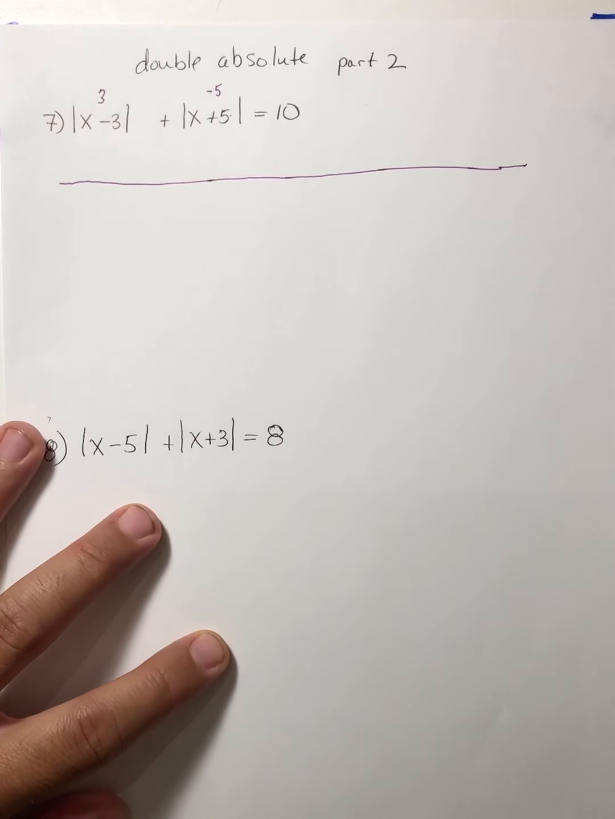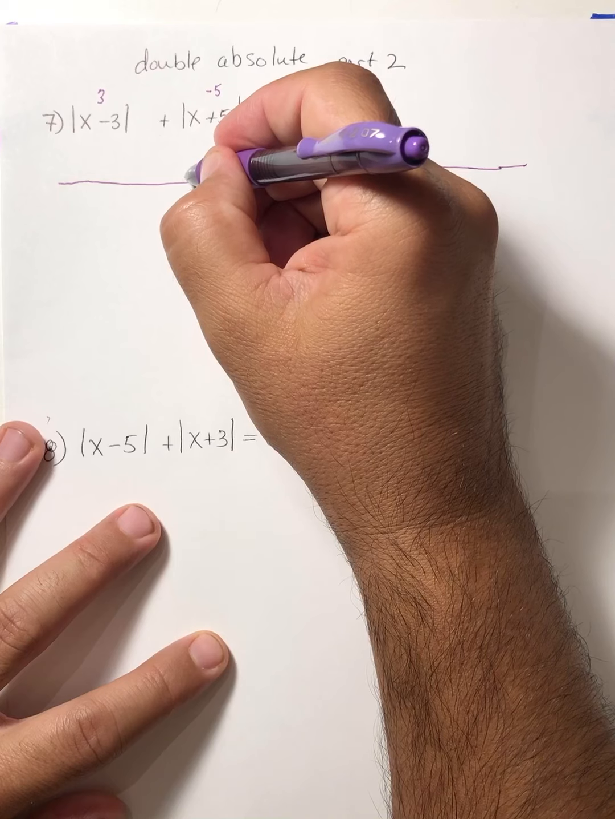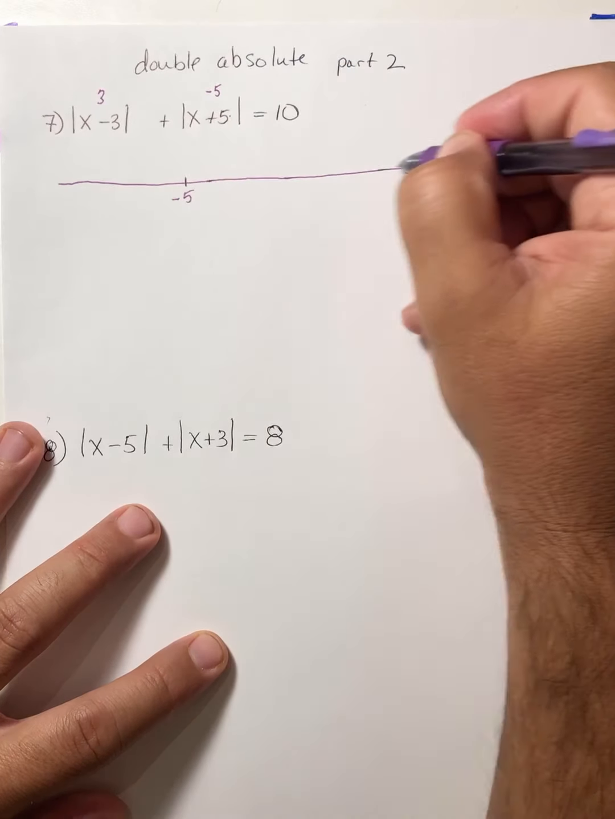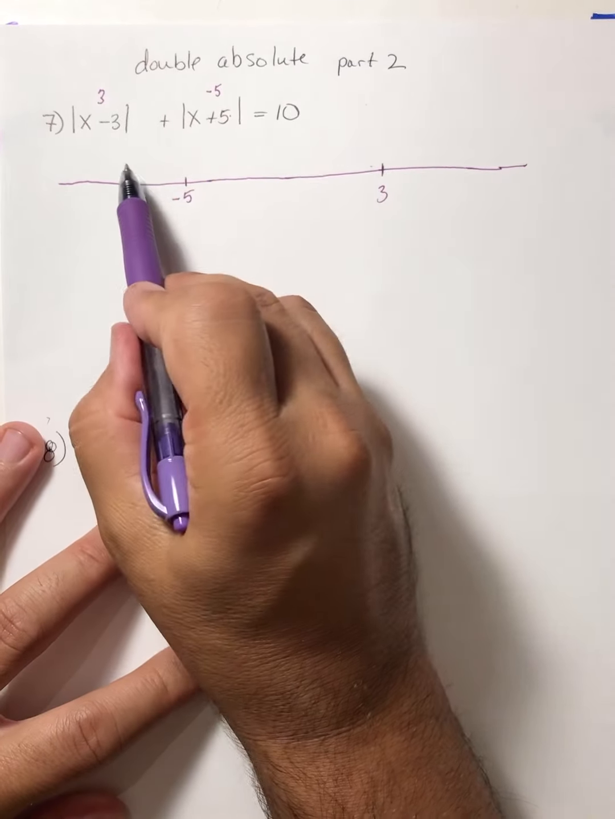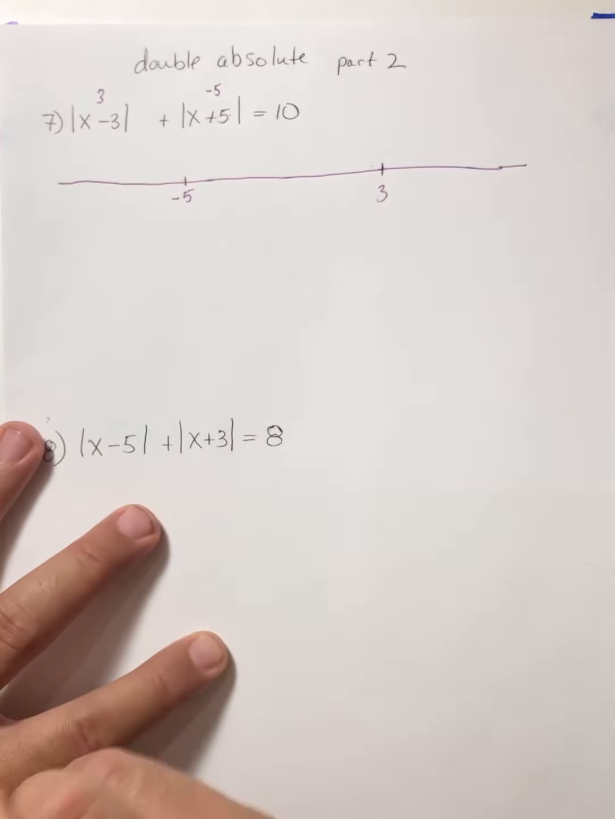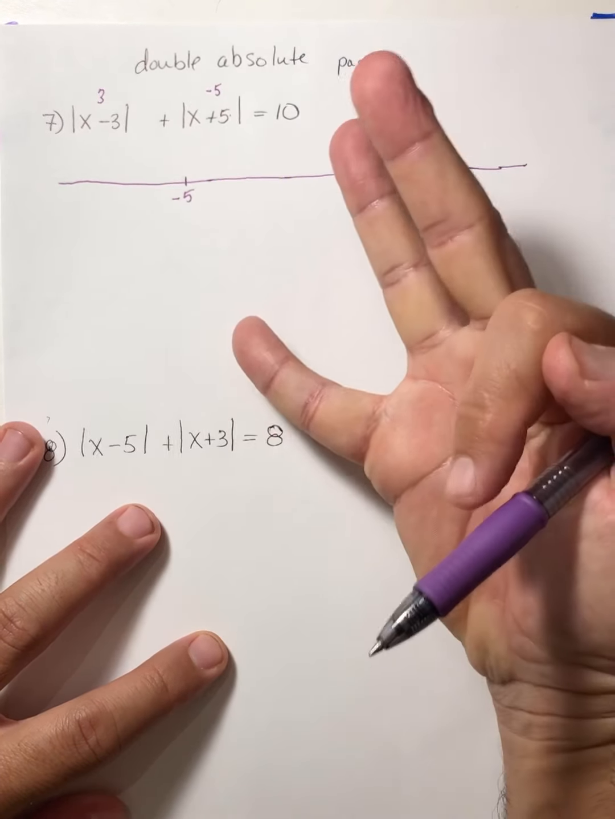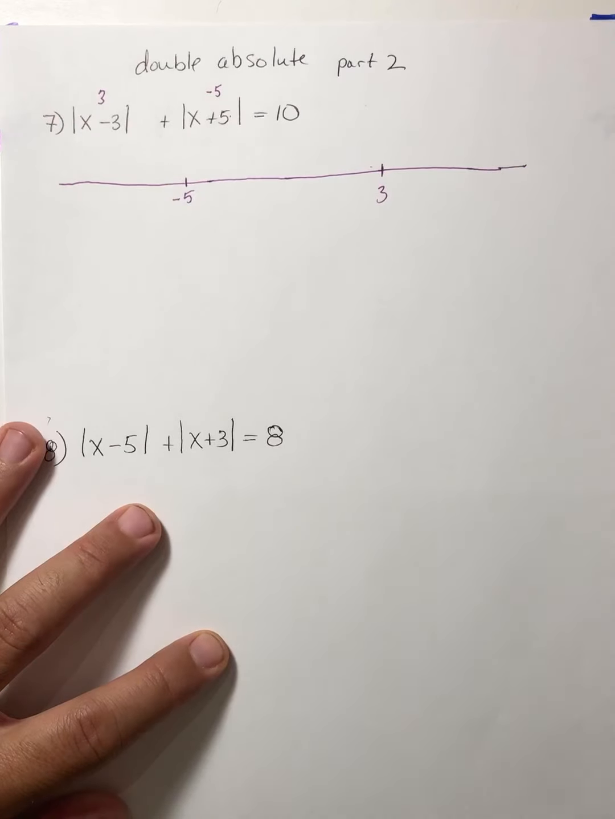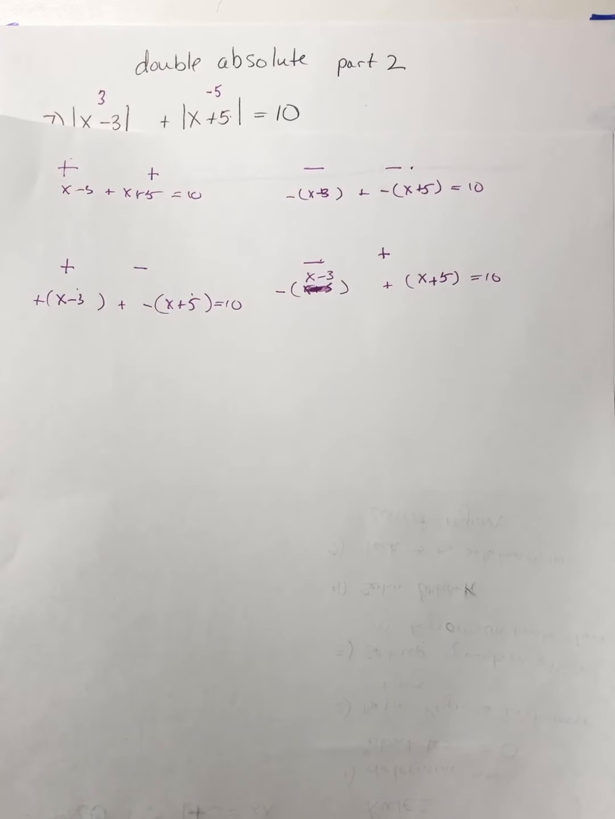Now, when you do your number line, make sure you put the numbers in the correct order. If not, you'll get wrong answers. Okay. So -5 goes first, and then I'm skipping space. I have my 3. Notice now we've created 3 regions. So having 3 regions then means we only have 3 equations. Whereas here, without doing the number line, you had 4 equations. Well, hey, 1 less equation to solve.